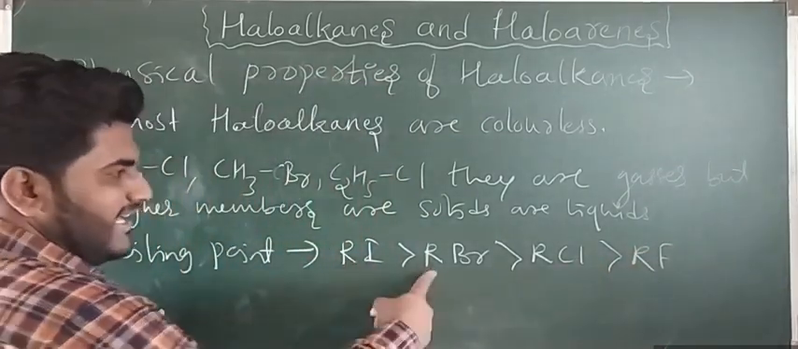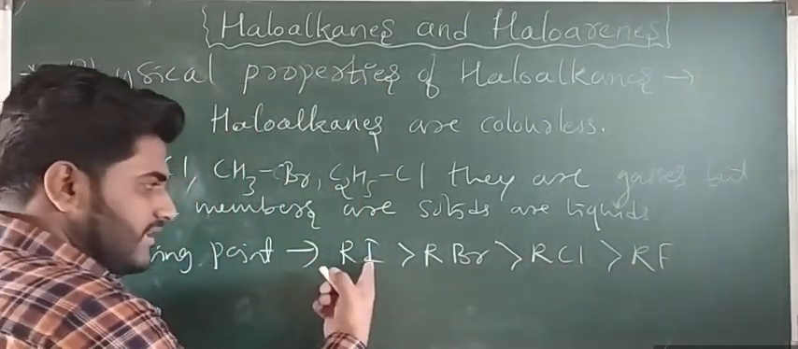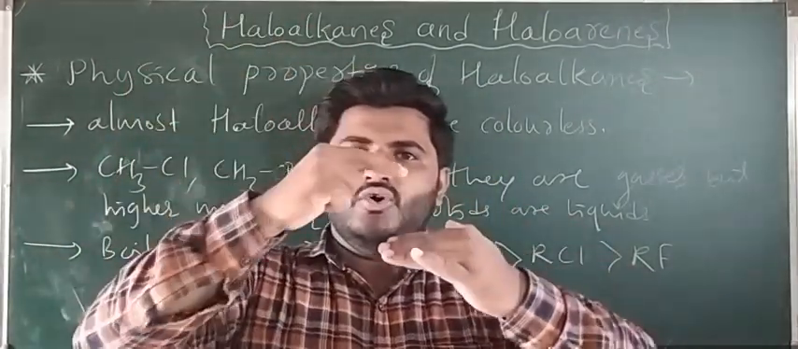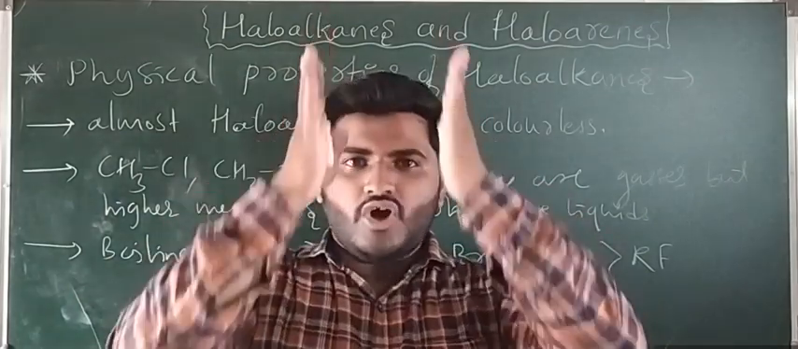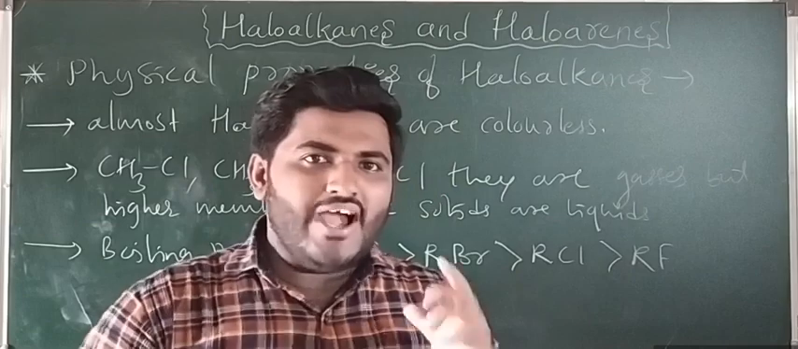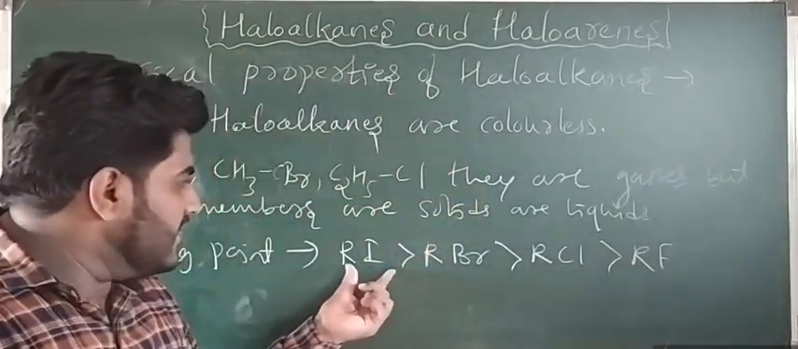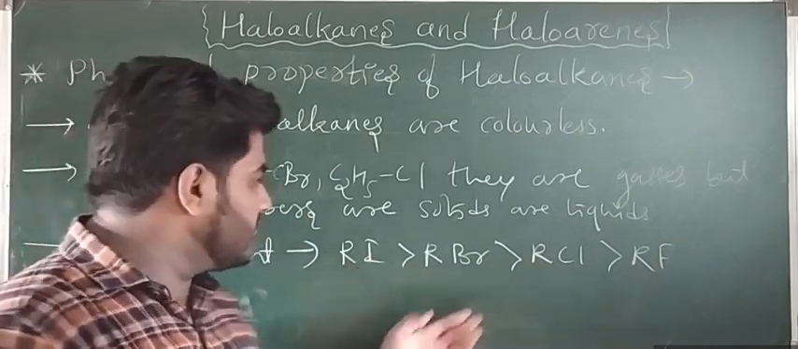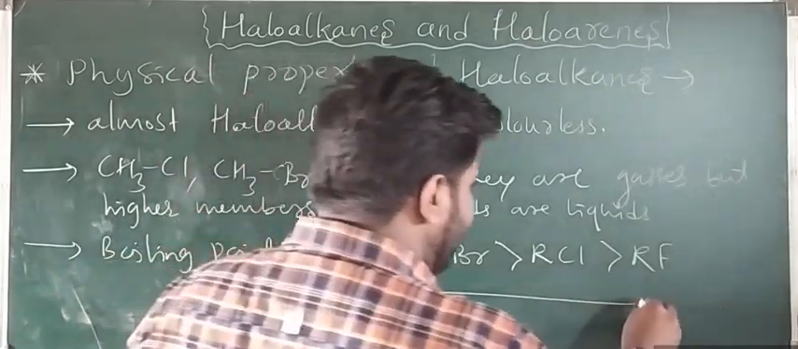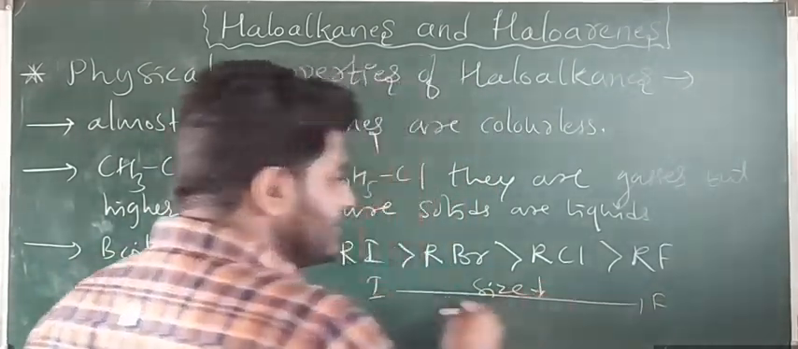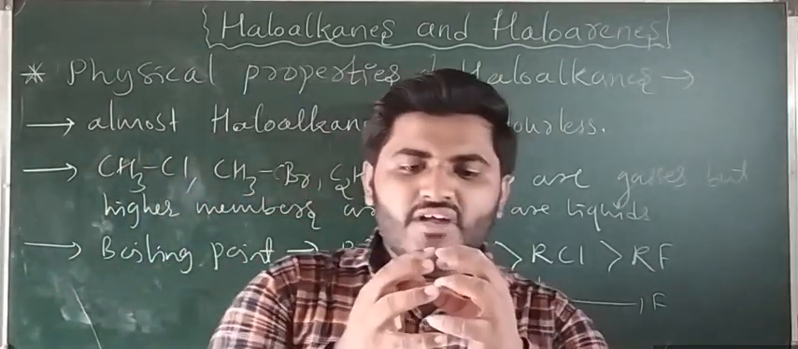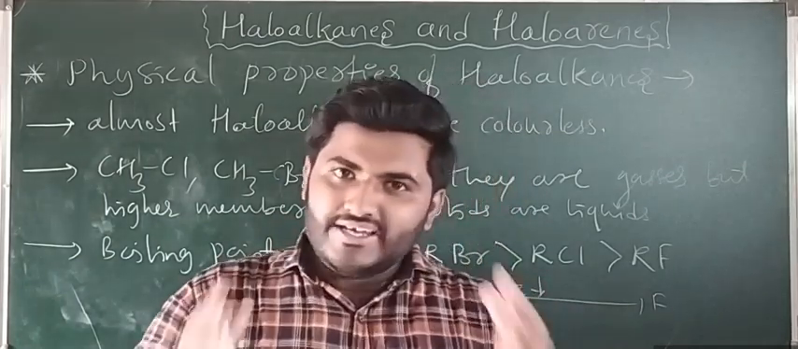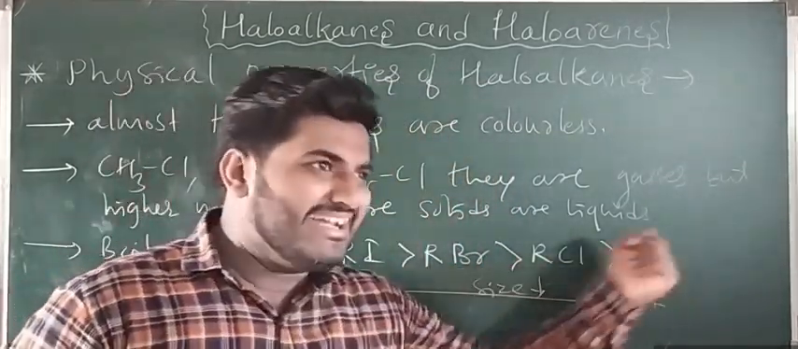Here the alkyl R group is the same, and we have taken iodine, bromine, chlorine, fluorine. If you look at the periodic table, fluorine, chlorine, bromine, iodine, from top to bottom size increases. So iodine has a larger size, and the larger the size, the higher the boiling point. From iodine to fluorine, size decreases, so the van der Waals force between the halogen and alkyl group also decreases. As a result, boiling point decreases.